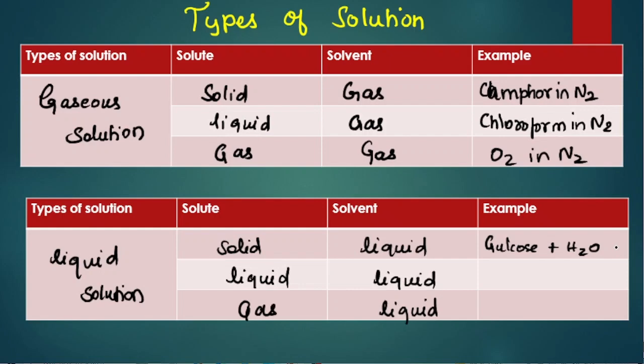Now, liquid in liquid. Very easily you can give an example: ethanol in water is the example of liquid in liquid. For gas in liquid, you can give an example like oxygen in water, when oxygen is present in the sea. For aquatic organisms, what happens? The oxygen dissolved in water is helpful for aquatic organisms to breathe.